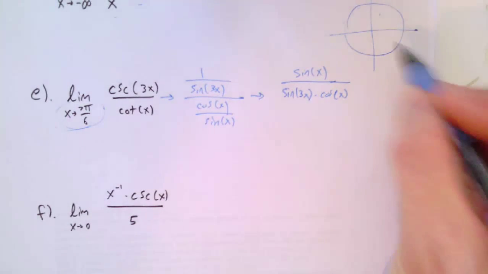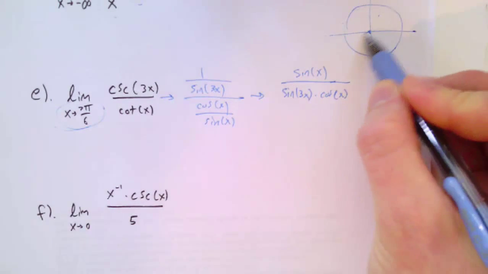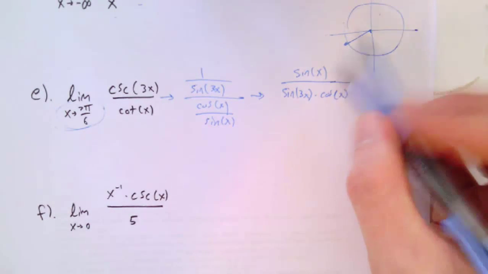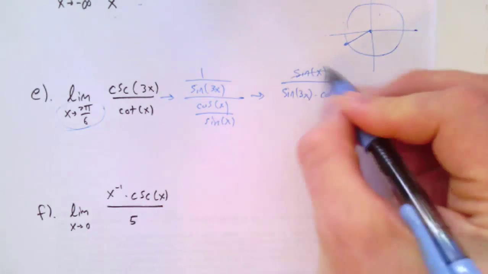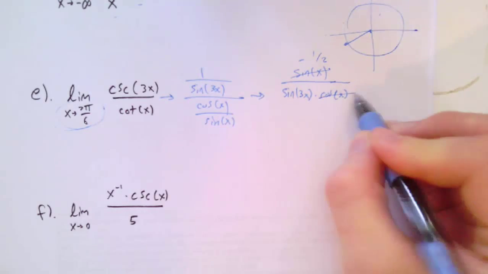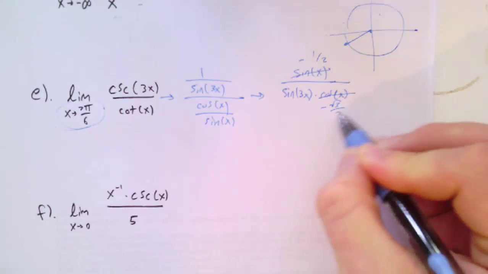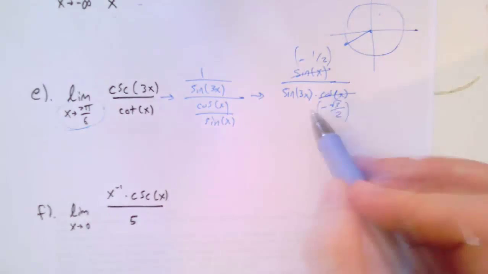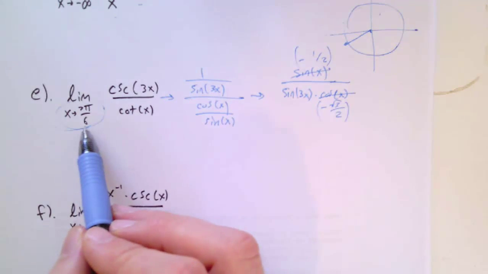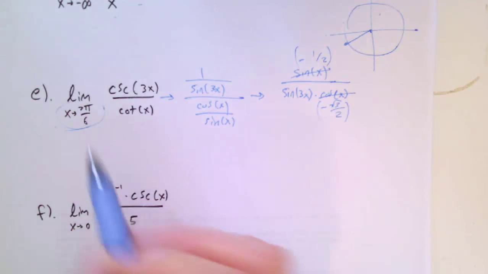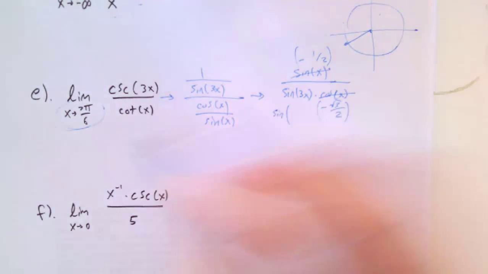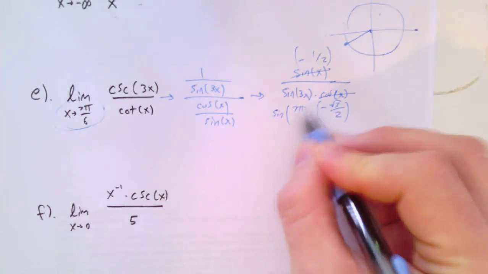So let's just remember 7 pi over 6. 6 pi over 6 would be here, so 7 pi over 6 is approximately there. The sine of 7 pi over 6 should be negative 1/2. Cosine of 7 pi over 6 should be negative root 3 over 2. So far, so good. All right, what happens when we multiply this by 3? That's just like saying 7 pi over 2. So this will be sine of 3 times 7 pi over 6, which is 7 pi over 2.